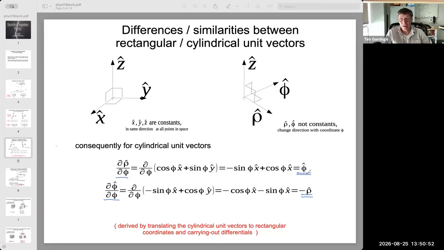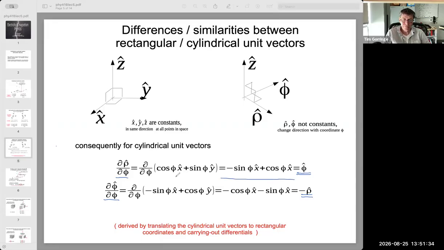d rho d phi is equal to phi. So the rate of change of rho with respect to phi is determined by the phi unit vector. And a similar pattern here. d phi d phi, the rate of change of the phi unit vector with respect to phi, that's equal to minus rho. So the derivatives of the rho and phi unit vectors are not zero, firstly, and those derivatives are equal to, for the rho unit vector, phi, and for the phi unit vector, minus rho.